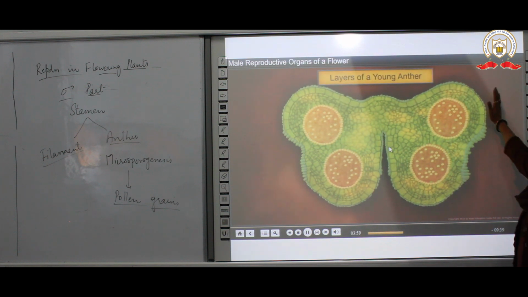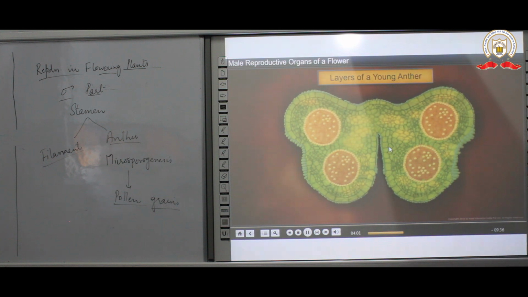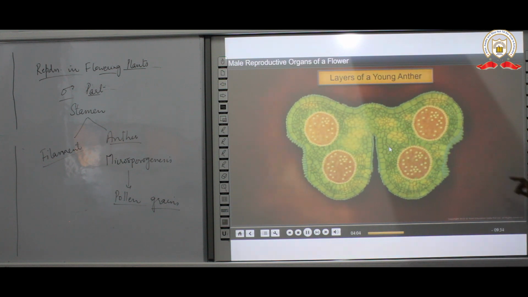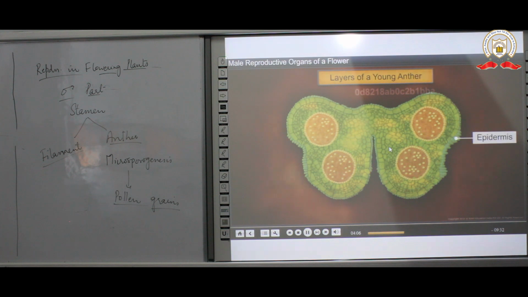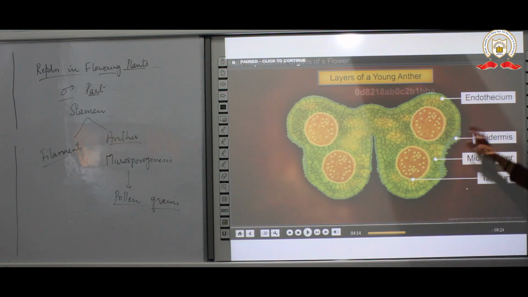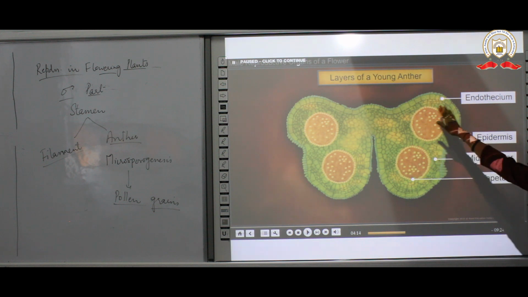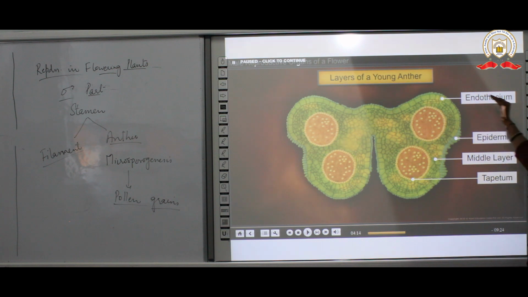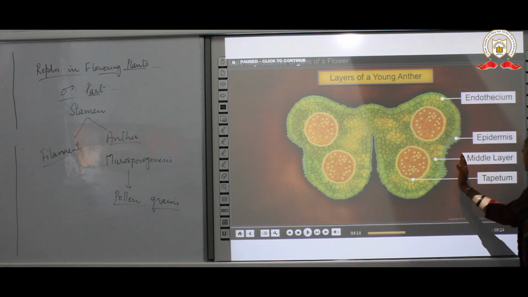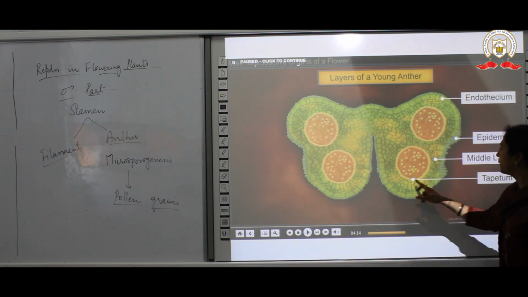Now, these are forming various layers also. Microsporangium is surrounded by a multi-layered wall consisting of the epidermis, endothecium, middle layers, and the tapetum. Now you can see that there are different layers that are protecting the microsporangium. The outermost layer is epidermis, inner to epidermis is endothecium, followed by 2 to 3 layers called middle layers, and the innermost is known as tapetum.